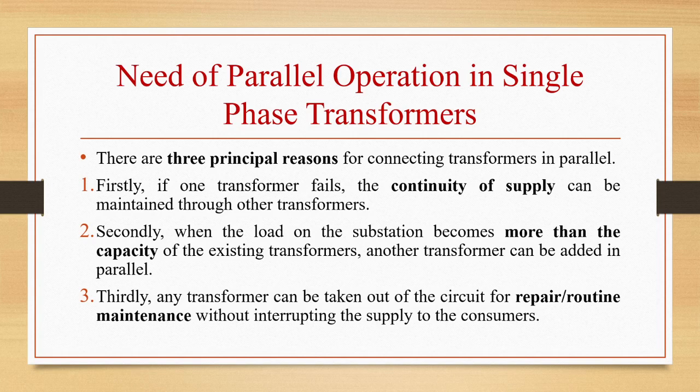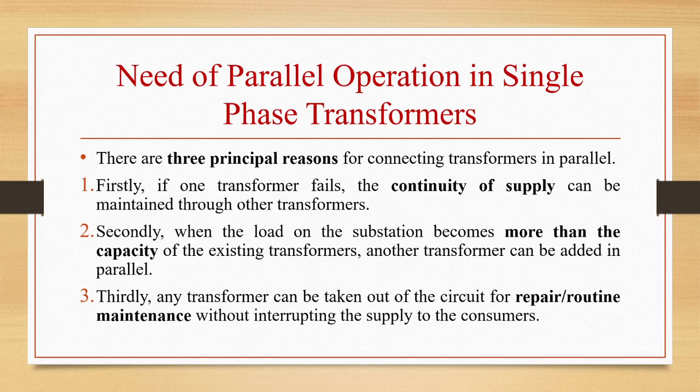Second advantage, so second need, why we are connecting. Second one is when the load on the substation becomes more than the capacity of the existing transformers, another transformer can be added in parallel. So load is always changing constantly, whether it can be less load or high load. So now whenever load is becoming higher or more, we can add another transformer in parallel.